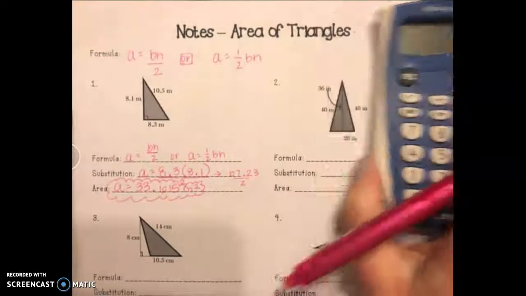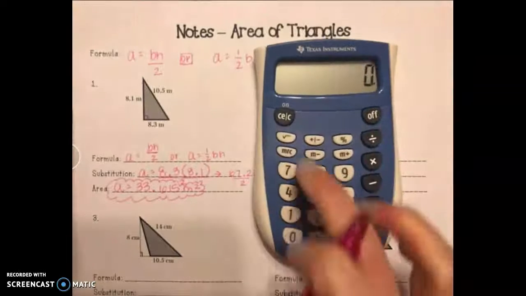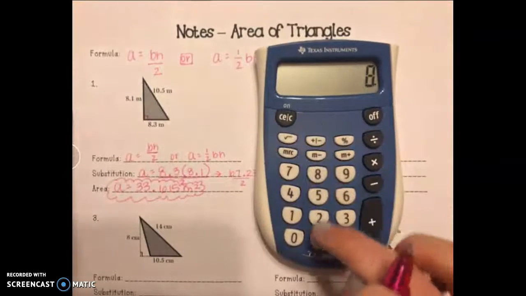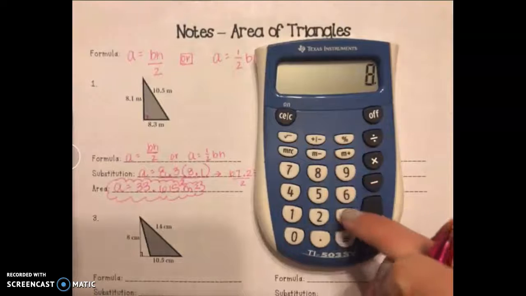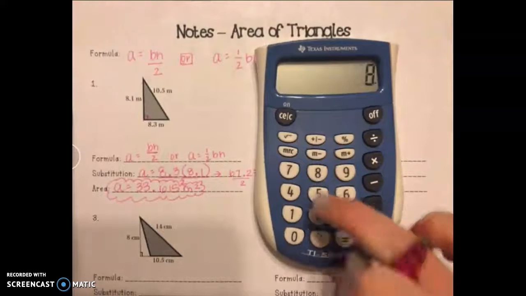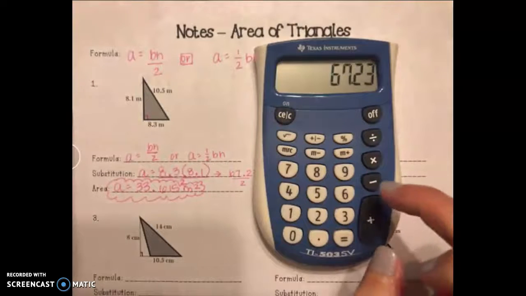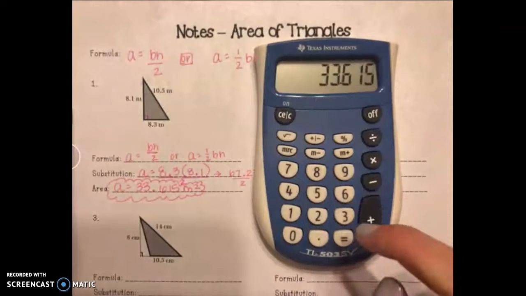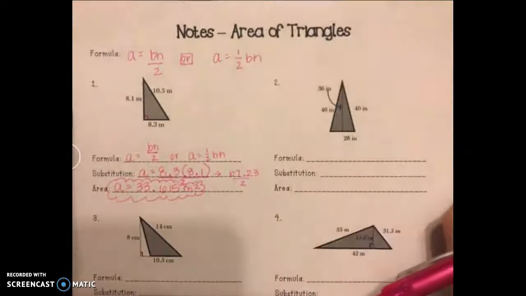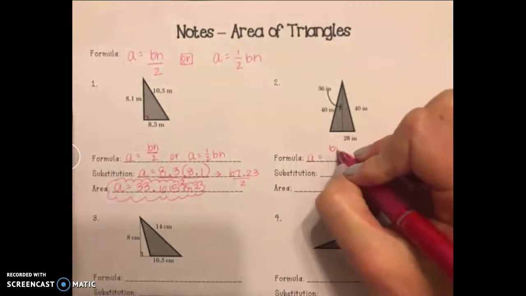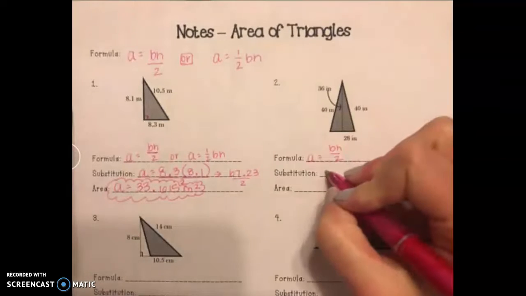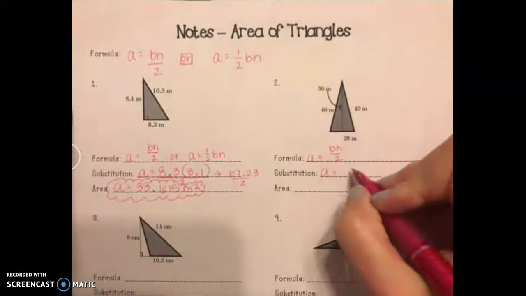All right. Let me double check that I put everything in okay. Oh, no, I did not. 8.3 times 8.1. Good. Divide that by 2. Yep. All right. So same thing for number 2. We're going to use area equals base times height over 2. So area equals, and I will be sure to do this correctly.